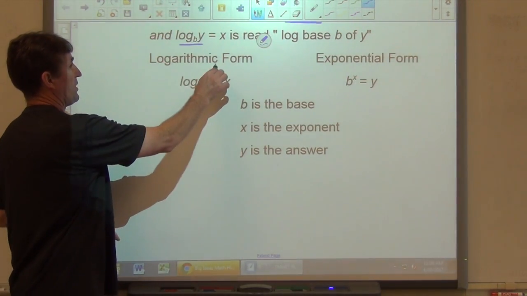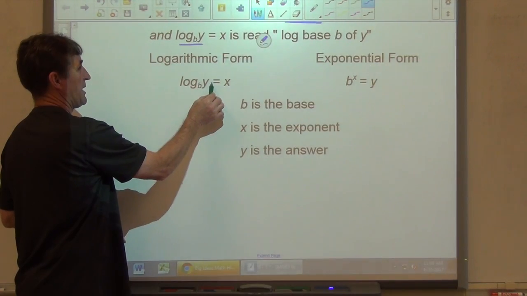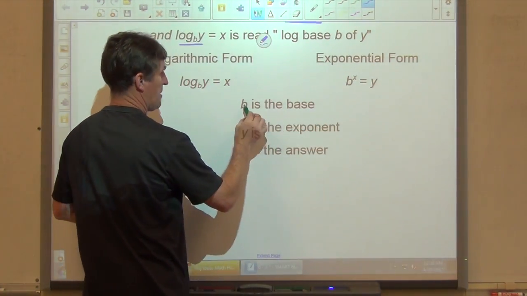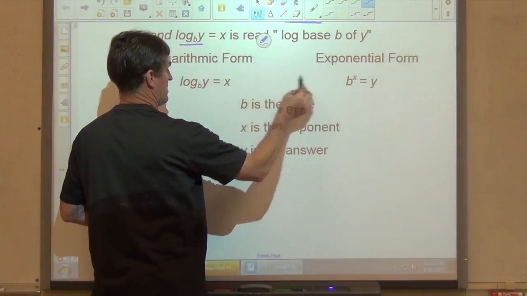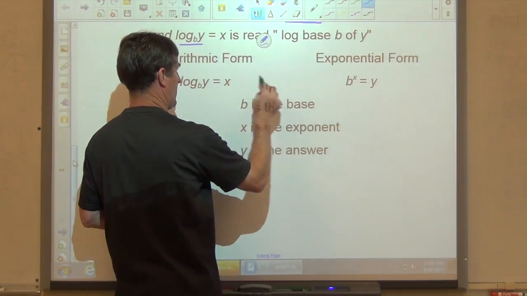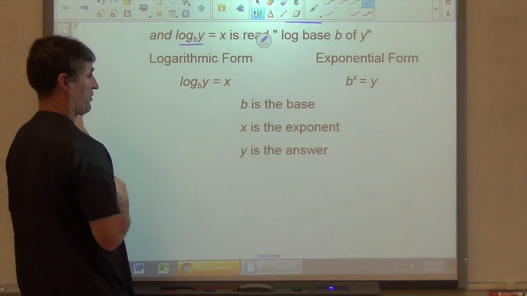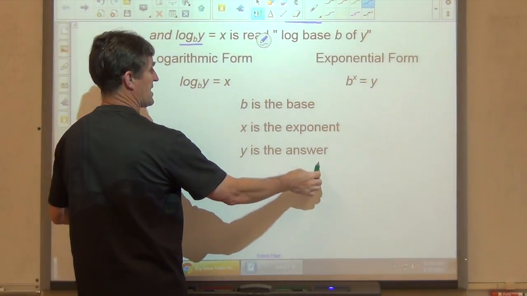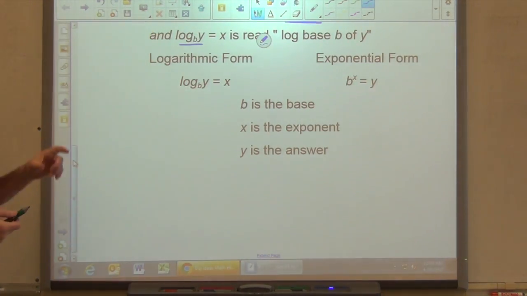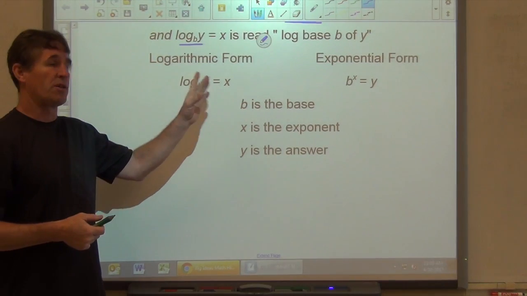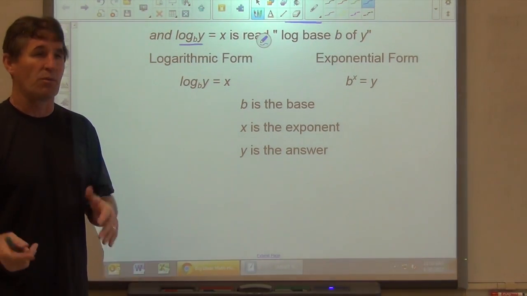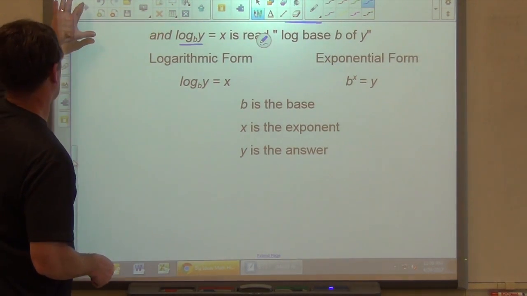So if it's logarithmic form, then log base b of y equals x, exponential form b to the x equals y. B is the base, okay? X is the exponent. Here's our exponent here, here's our exponent in logarithmic form. And then y is the answer. So our answer here goes in the logarithm part over here. And we should be able then to convert these back and forth fairly easily to use whatever method we need to solve the problem.